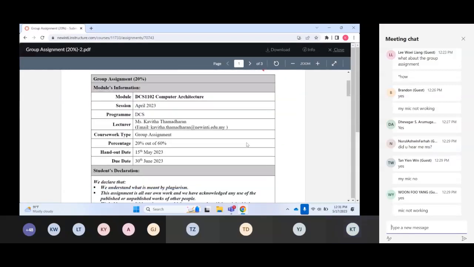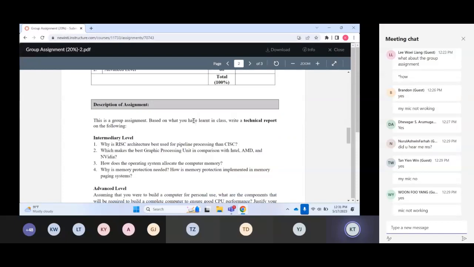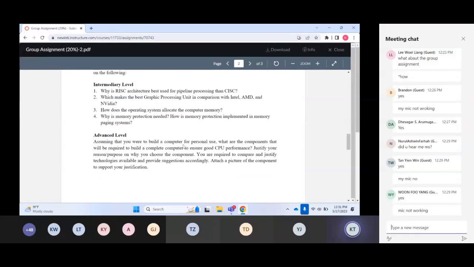Okay, so you just group yourself into 5 students in a group, and the submission date is on 30th June. So what you need to do is write a technical report on the following topics. The question may look easy, but when I say technical report, it's all about how you compare and come to a conclusion on which is better. If you look at the questions here, why is RISC architecture best used for pipeline processing and CISC? So you have to compare these two and tell me why RISC is better.